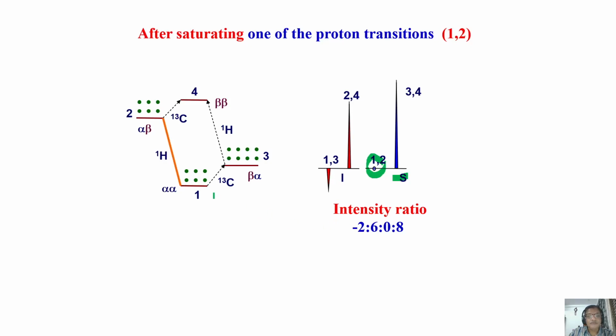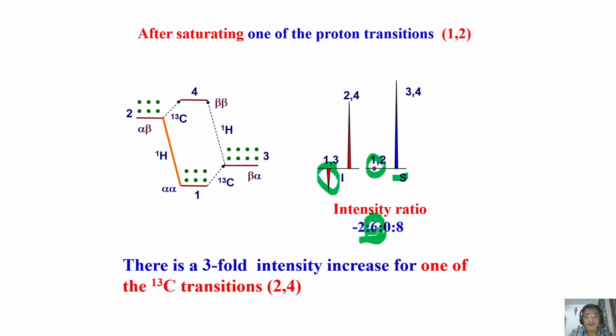That is not changed. Look at the carbon now. This is 6 and 8, so it is minus 2. What about the other one? 6 and 0. 6 minus 0 is 6. What a marvelous change in the intensity. I saturated one of the proton signals and in the carbon signal, one of the peaks has an enormous rise in intensity. Instead of 2 it becomes 6, a 3 times enhancement. That's what happens: there is a threefold enhancement of the signal of one of the carbon peaks.